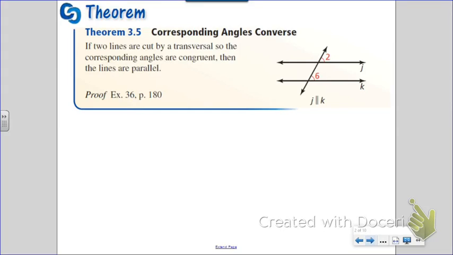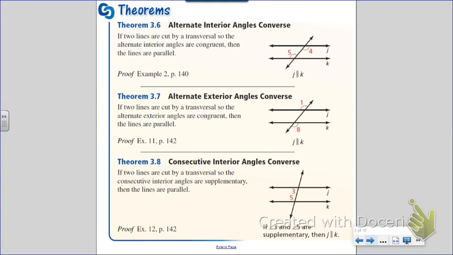If two lines are cut by a transversal so that corresponding angles are congruent, then the lines are parallel. Likewise, if two lines are cut by a transversal so alternate interior angles are congruent, then the lines are parallel. If two lines are cut by a transversal so the alternate exterior angles are congruent, then the lines are parallel. If two lines are cut by a transversal so that consecutive interior angles are supplementary, then the lines are parallel.